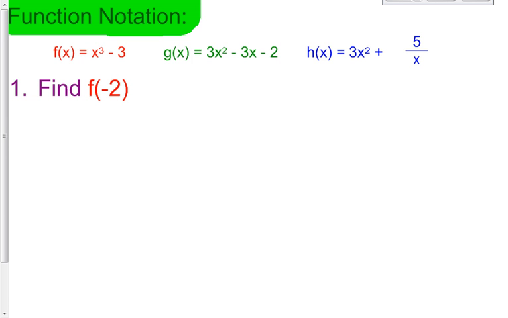What I want you to think of here is these three functions up here, f of x, g of x, and h of x. What I almost want you to think of is each as a different kind of machine.